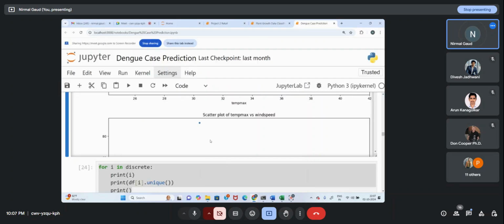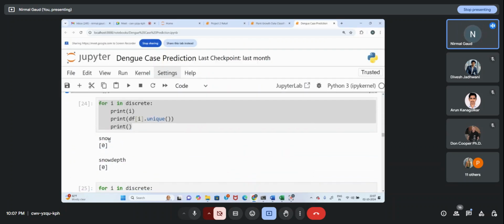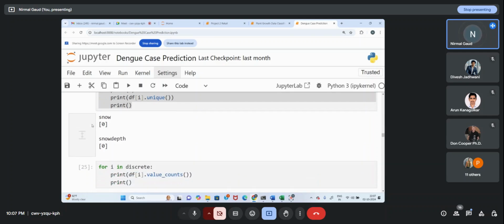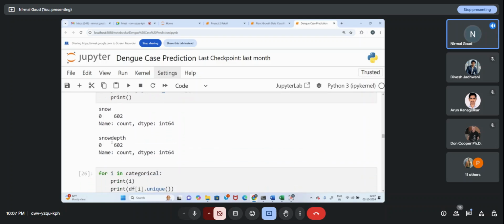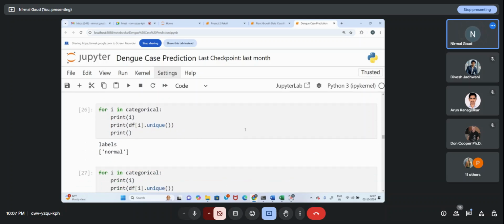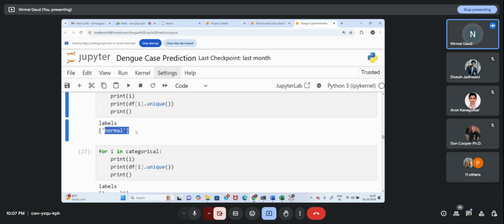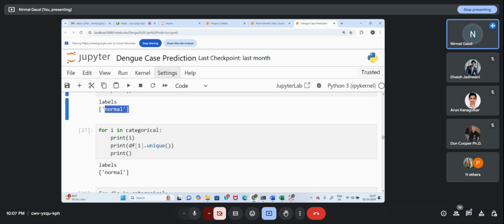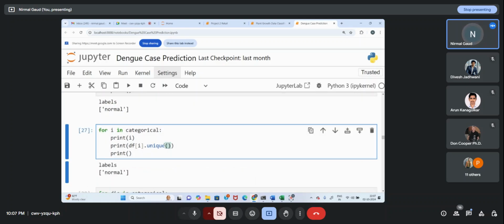Okay, fine. So done. Then I used discrete, unique. That means snow and the snow depth, I am having only 0, 0. These values only. Value counts also I checked, 602, both 0, 0. I don't have anything to do for them. Categorical I am having only normal. Okay, only normal, and I can have value counts also for that.